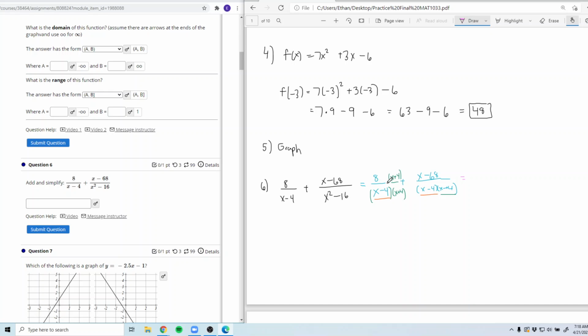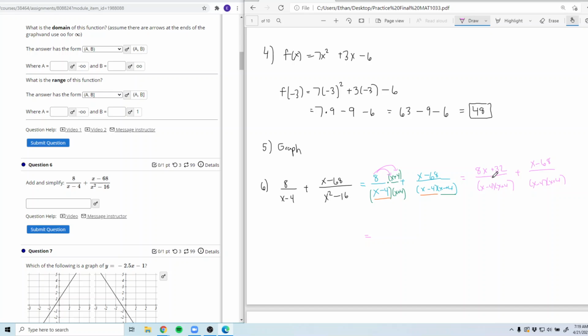So on the left here, we have 8 times x plus 4. The 8 would get distributed, and you have 8x plus 32 over x minus 4 times x plus 4. Now for the right one, we didn't do anything to that. We got x minus 68 over x minus 4 times x plus 4.